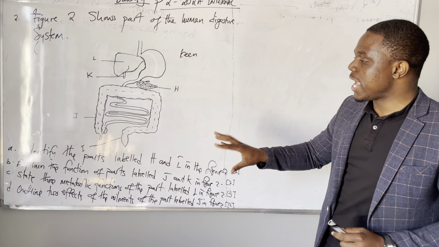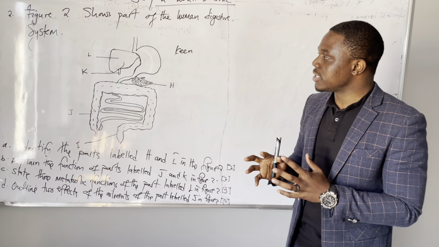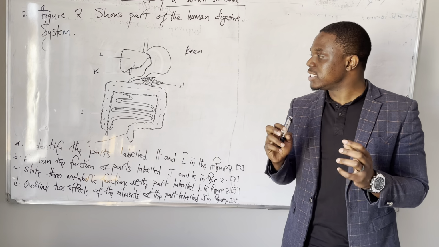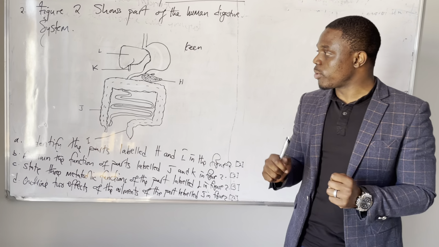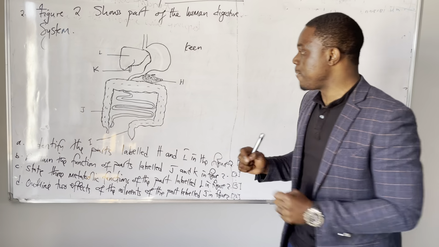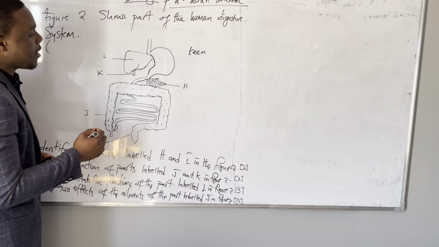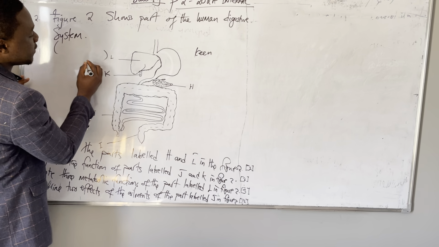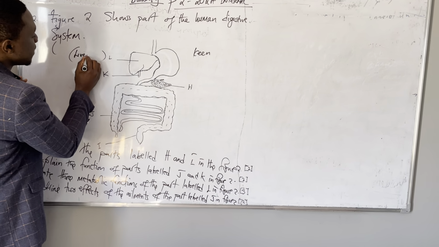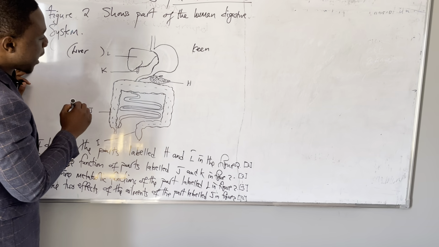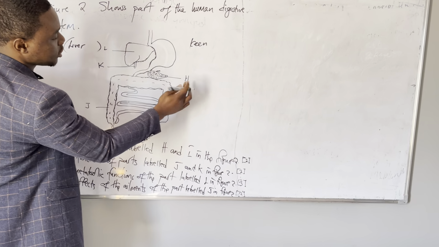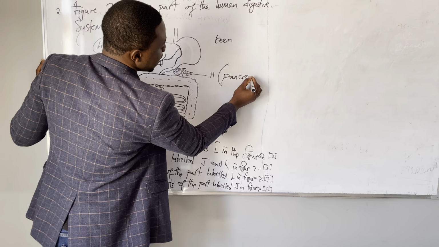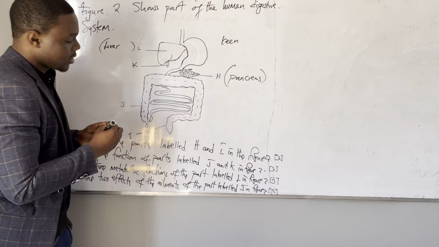Before we start answering the question, I would like us to sample out the question by labeling and naming the parts that the question wants us to deal with, okay? When you look at the diagram, this part is L, that is the liver. When you look at H, that is the pancreas.